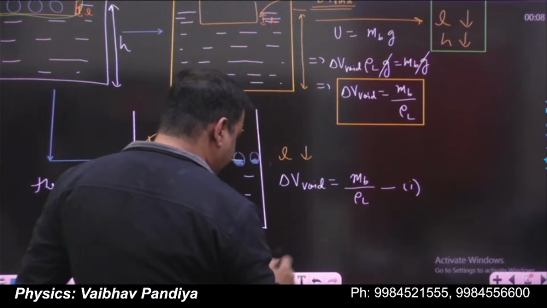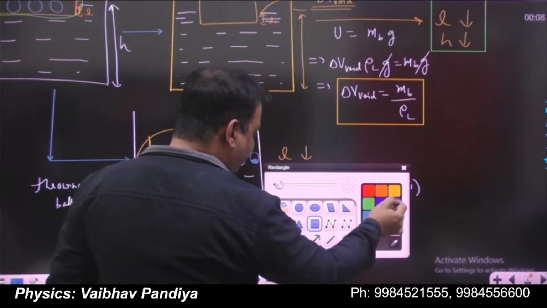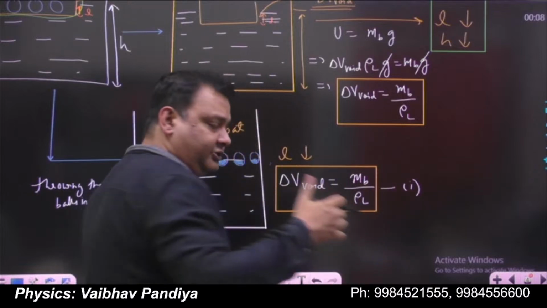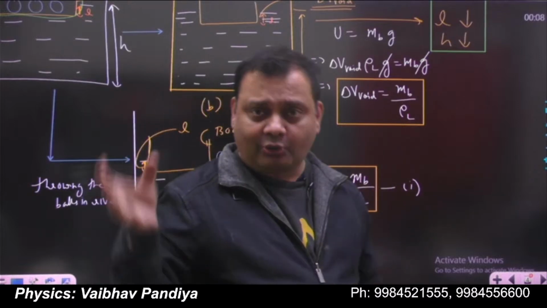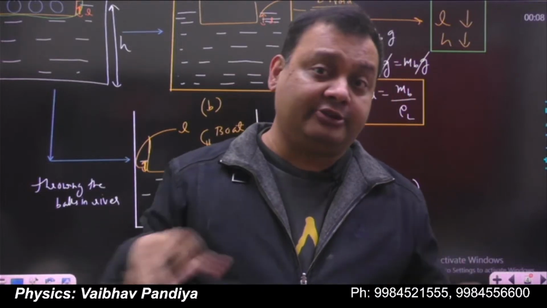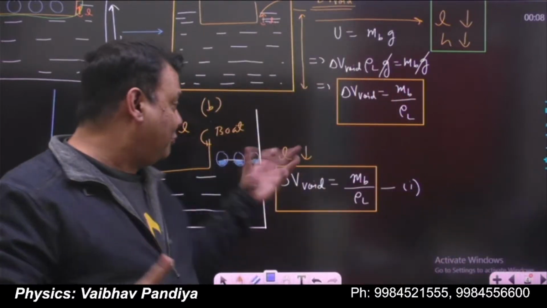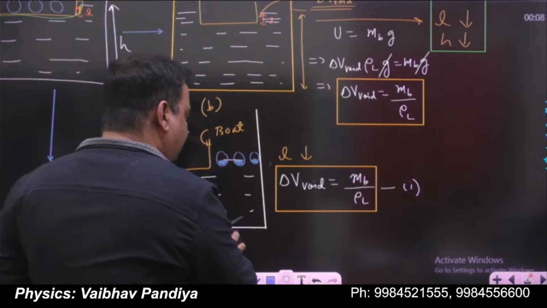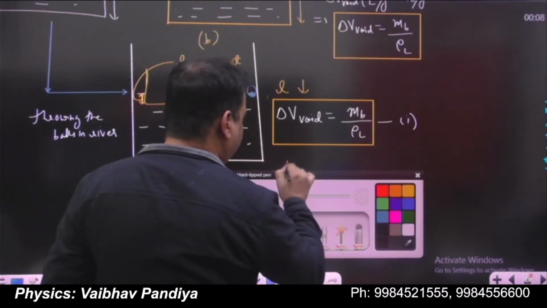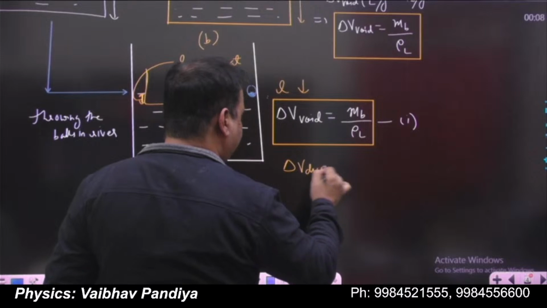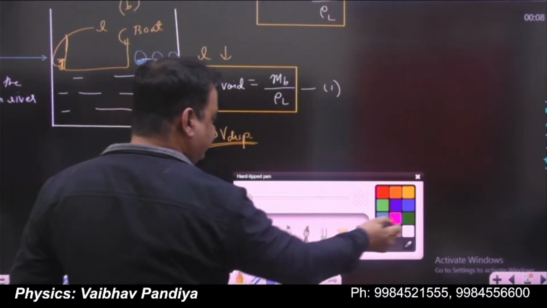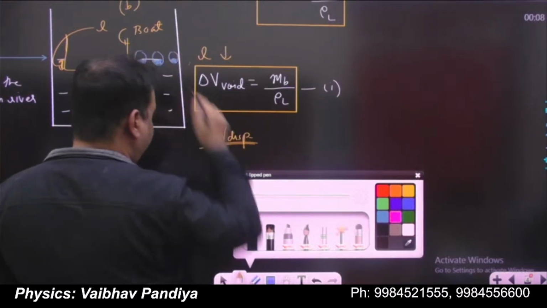Now in this situation, there will also be a volume displaced, because now you are not removing and taking away the balls, you are throwing the balls in the liquid. So when you throw them, they will be floating in the liquid, so they will be displacing some portion of the liquid. Let the portion displaced be delta V displaced, and we apply the principle that upthrust will balance the weight to find the displaced volume.